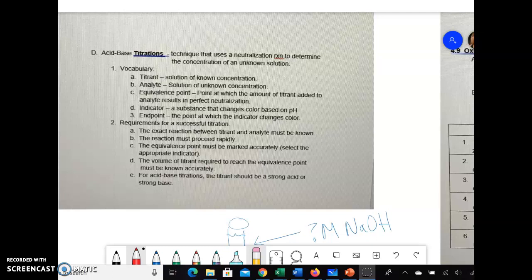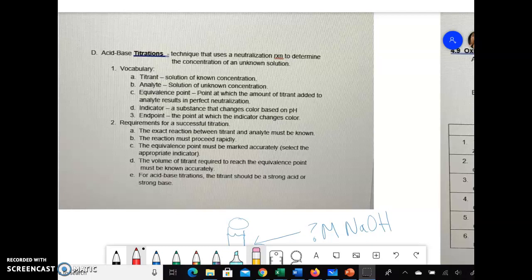So first of all, titration is a lab method. It's something that scientists can do in the lab. And the way that they do it is to use a neutralization reaction, so it's going to be an acid-base reaction. And the purpose of it is to determine the molarity, the concentration, of something they don't know.